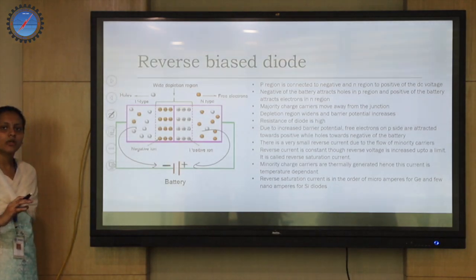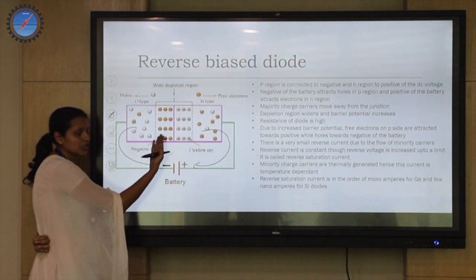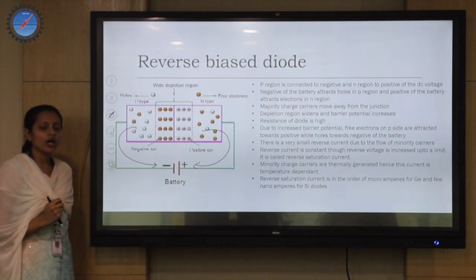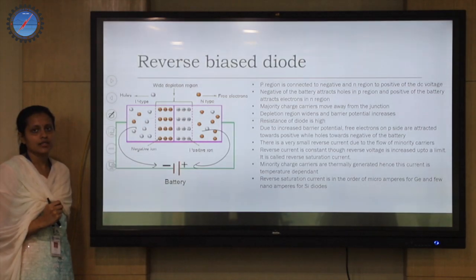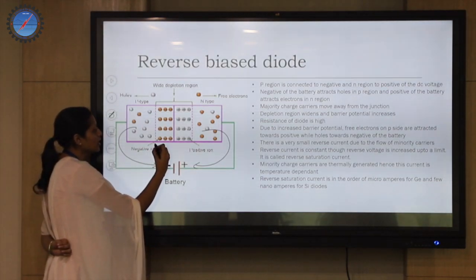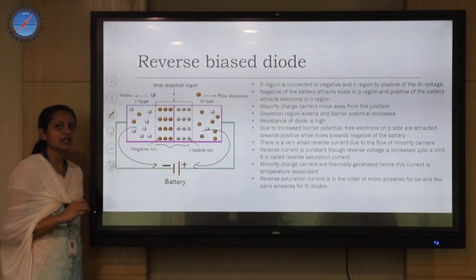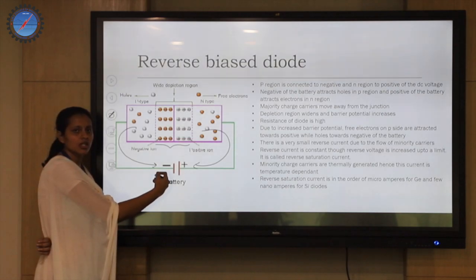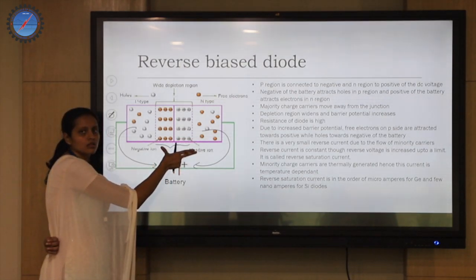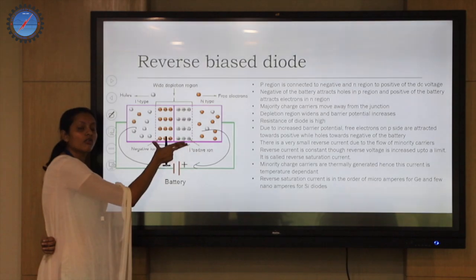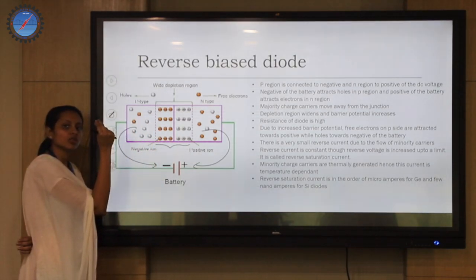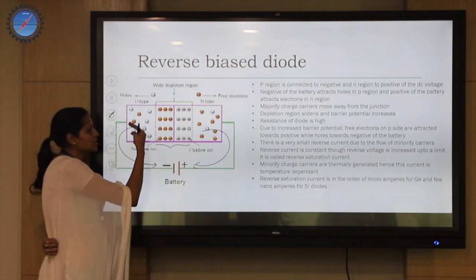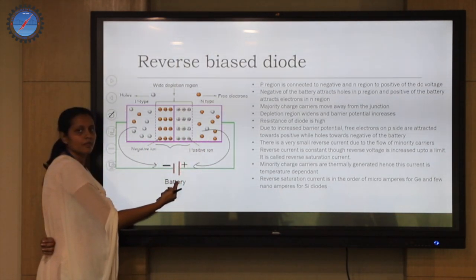So what is happening to the majority charge carriers? They are not crossing the junction. They are moving away from the junction. So there is no current flow because of majority charge carriers. And moreover, what happens to the depletion region is that since the electrons are moving away from the junction and the holes are moving away from the junction, the depletion region widens. Unlike in the case of a forward bias diode, where the depletion region narrows. But here the barrier or the depletion region widens because the charge carriers are moving away from the junction.